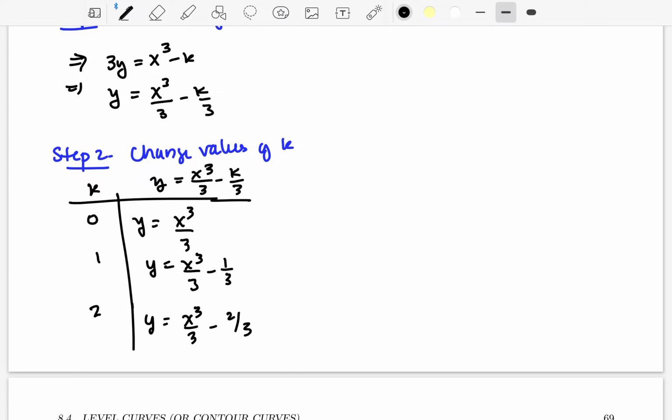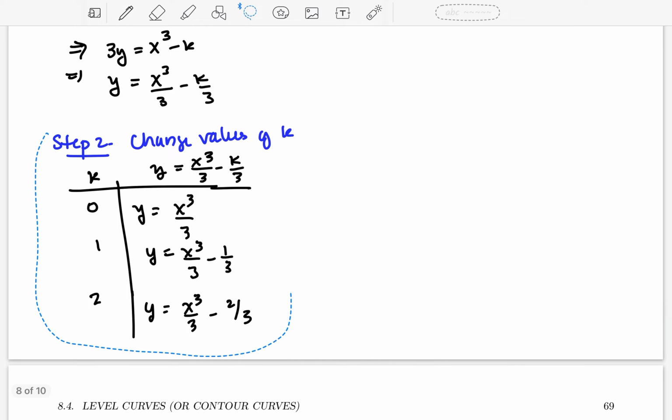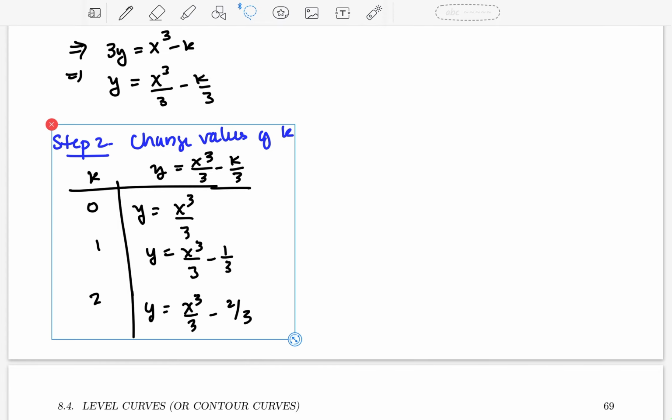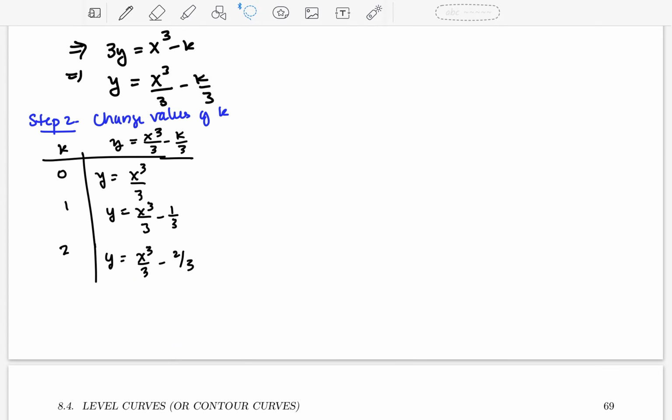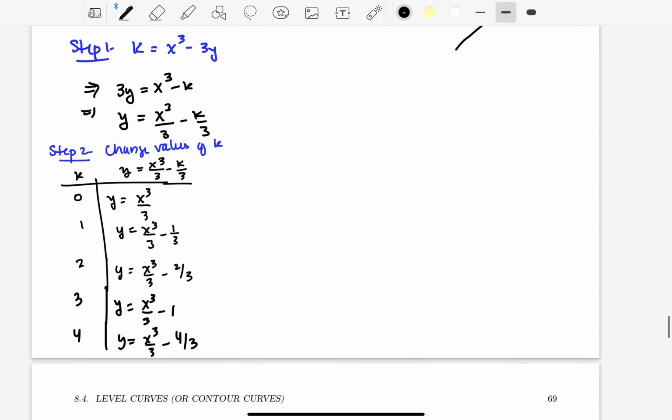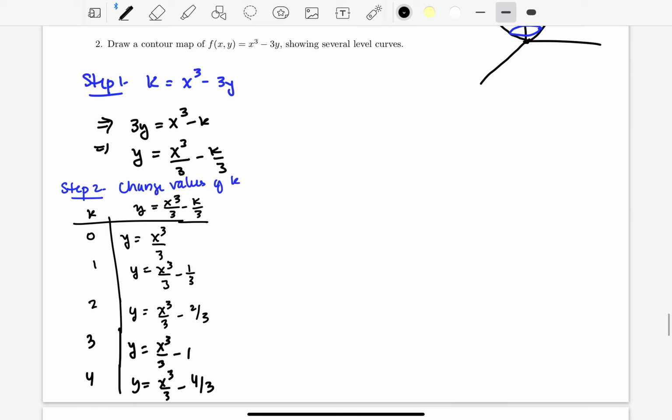If it's equal to 3, maybe make this smaller. I already have 3 of them, so let's do 2 more. If I make k equal to 3, I get y equals x cubed divided by 3 minus 1. And then if it's 4, I get y equals x cubed divided by 3 and then minus 4/3. But long story short, and this does not have to be perfect, it's just the feeling of what the level curves look like. Then step 3, the graph, I'm going to say contour plot.